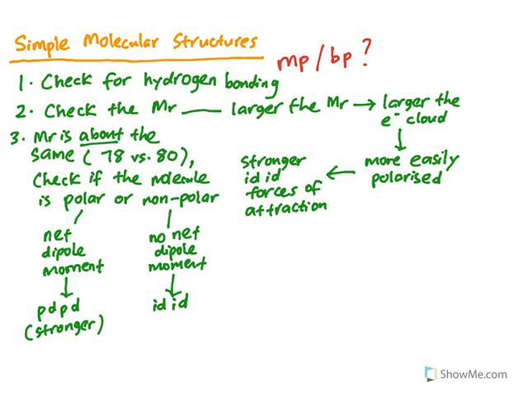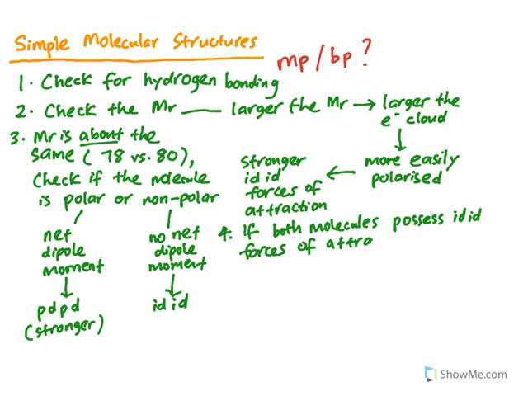Okay, and then the final variation. Number 4, if both molecules possess ID forces of attraction, okay, means the MR is about the same, both ID forces of attraction, we decide on the shape. We check the shape.